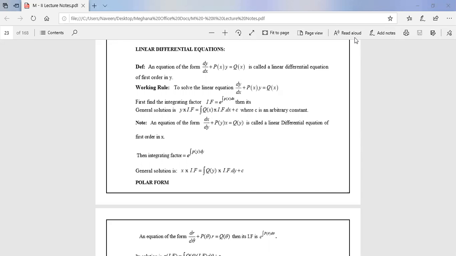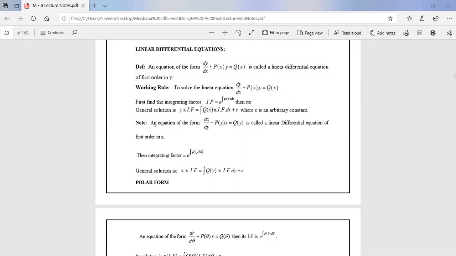If you have a linear differential equation, how to solve that linear differential equation? Here we have a working rule. To solve the linear differential equation of first order in y, first find out the integrating factor. Integrating factor for this linear differential equation is e power integral p of x into dx. Then its general solution is y into integrating factor is equal to integral q of x into integrating factor into dx plus c, where c is an arbitrary constant.